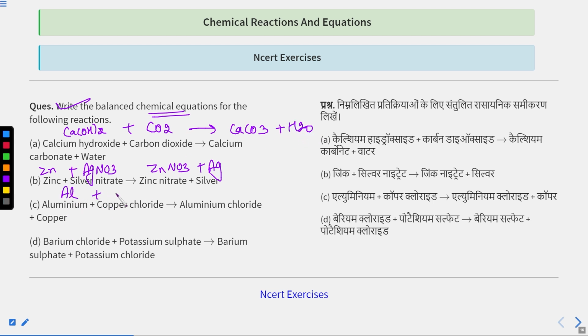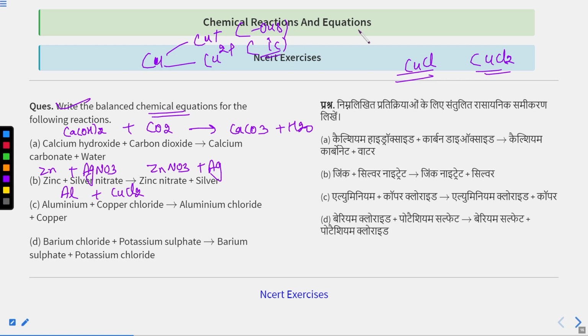Next is aluminium plus copper chloride. Copper chloride, you can write CuCl or CuCl2, both. That depends on you. If you are writing CuCl, it is cuprous chloride. If you are writing CuCl2, it is cupric chloride. Metals can show variable valencies, like Cu can show Cu+ and Cu2+. For lower valency we use "-ous", and for higher valency we use "-ic". For example, Fe can show Fe2+ and Fe3+. Fe2+ is named ferrous, and Fe3+ is ferric. It is forming aluminium chloride, AlCl3, plus copper, Cu.